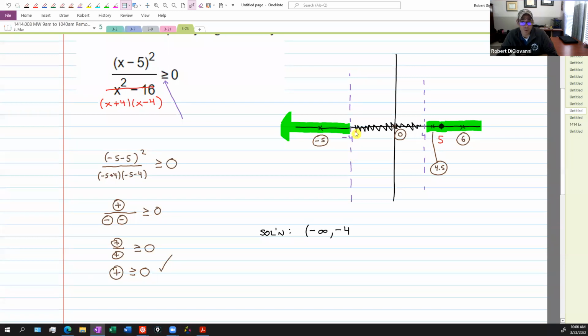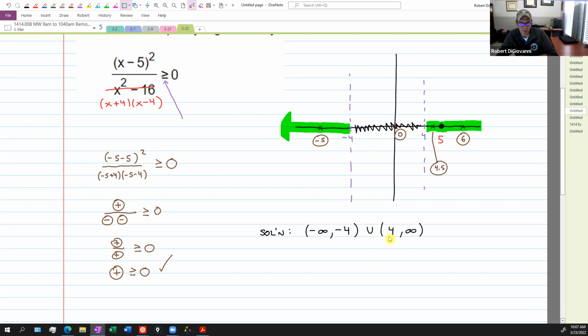No, can't, right? It's a vertical asymptote. You can't plug -4 into this, right? You'll get division by 0. So I don't include -4. I don't include anything here, but everything from 4 on, right? Everything to the right of 4, including 5, and everything keep going to the right. So I'm going to go union 4 to infinity.